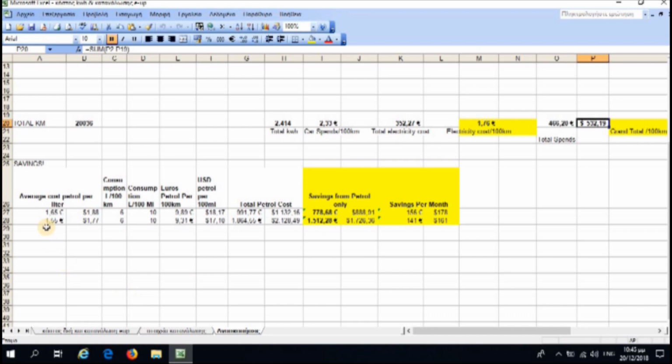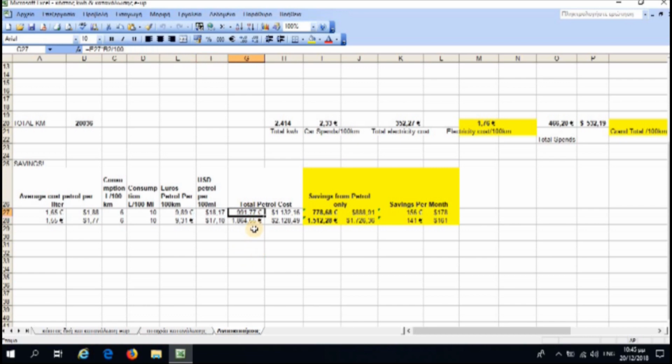Let's go now to the savings. If we compare our electric car with a regular Volkswagen Up, let's say that this car consumes 6 liters per 100 kilometers, or 10 liters per 100 miles. Let's say that the cost is about 1.60 euros or 1 US dollar and 88 cents. So total euros per 100 kilometers, it's about 10 euros or 18 US dollars per 100 miles.